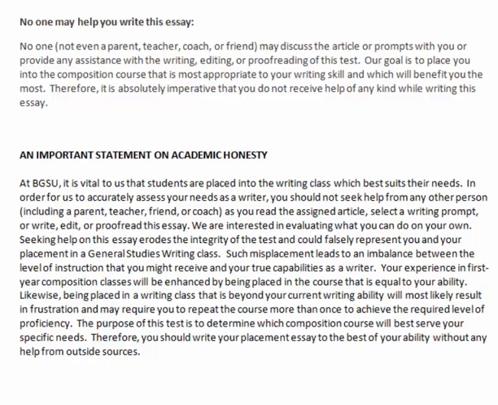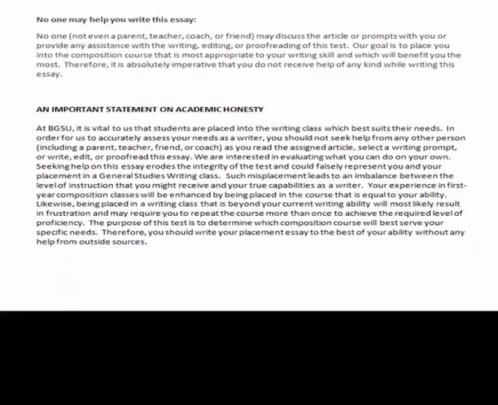Seeking help on this essay erodes the integrity of the test and could falsely represent you and your placement in a general studies writing class. Such misplacement leads to an imbalance between the level of instruction that you might receive and your true capabilities as a writer. Your experience in first-year composition classes will be enhanced by being placed in the course that is equal to your ability. Likewise, being placed in a writing class that is beyond your current writing ability will most likely result in frustration and may require you to repeat the course more than once to achieve the required level of proficiency. The purpose of this test is to determine which composition course will best serve your specific needs. Therefore, you should write your placement essay to the best of your ability without any help from outside sources.